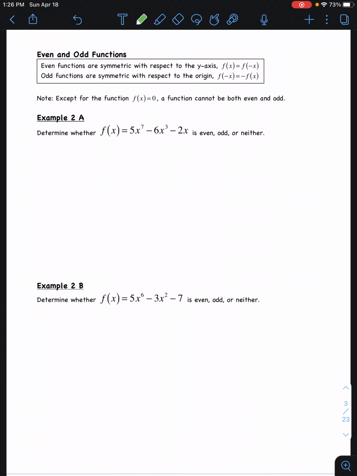So sometimes functions are described as even or odd. Even functions are symmetric with respect to the y-axis, and odd functions are symmetric with respect to the origin. A note here: except for the function f of x equals 0, a function cannot be both even and odd.